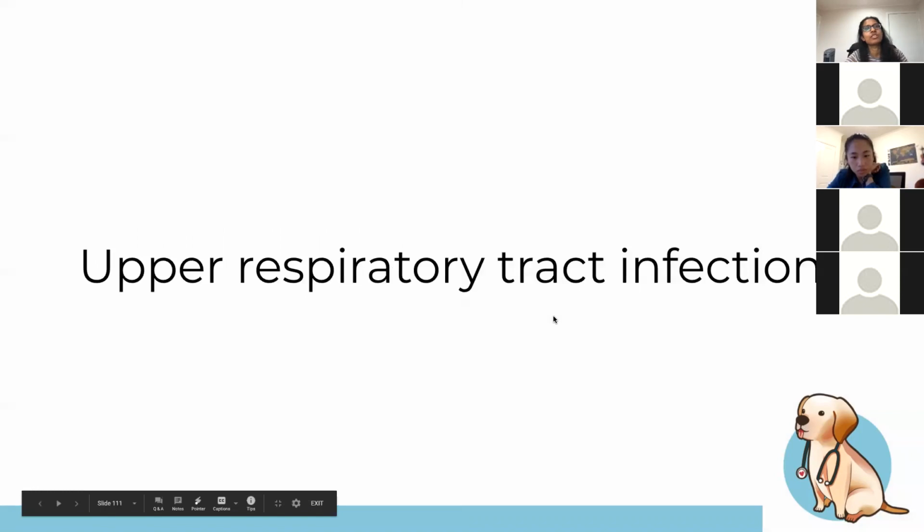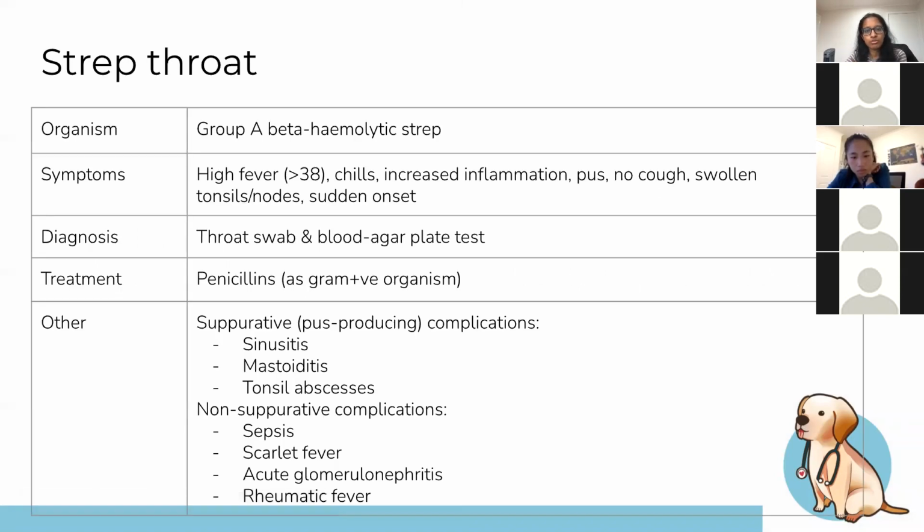So the first condition that I've decided to focus on is strep throat. It's come up a bit in past exams, so I thought it'd be interesting to highlight it to you guys. The most common multiple choice exam question that you get from this is asking about its complications. As you can see, it's got both pus producing, which we call suppurative, or non-suppurative complications. It's really important to know what these are, because questions like "which of these is not a suppurative complication of strep throat" have come up in multiple choice exams in the past. So it's really important to know this.